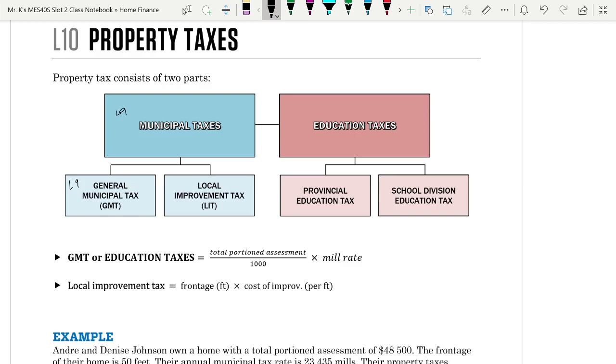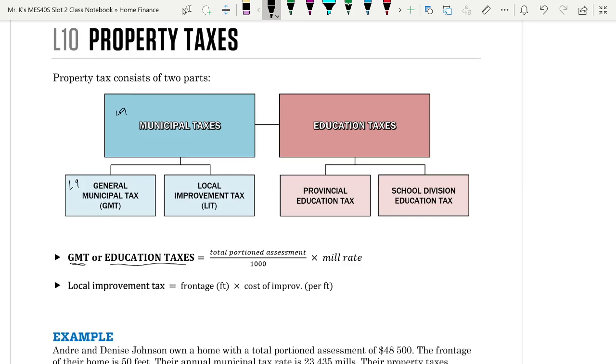So really, your property taxes have four different categories to them. The one we looked at in Lesson 9, General Municipal Tax, based on your portioned assessment. Your local improvement tax, which again might not even be there if they're not doing any major projects in your neighborhood. Your provincial education tax, and your school division education tax. Now, this one we saw in Lesson 8 how to calculate. Take your total portioned assessment, divide by 1,000, and times it by the mill rate. And that's for the general municipal tax, and the education tax works the same way. Actually, the school division tax works the same way too. They should have put that in there too.